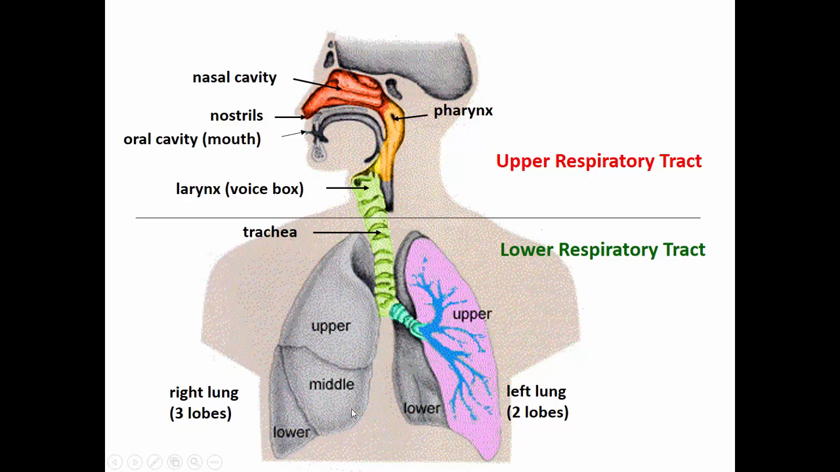If it's a disorder or an illness that affects the lower respiratory tract, then it's going to affect these structures in this section. So things like asthma, which is a disorder that affects the bronchioles and bronchi, those passages. Pneumonia, emphysema, bronchitis, those are all lower respiratory tract disorders.